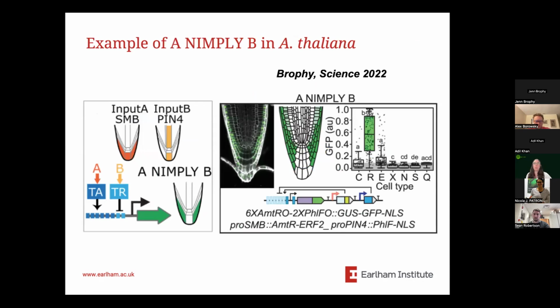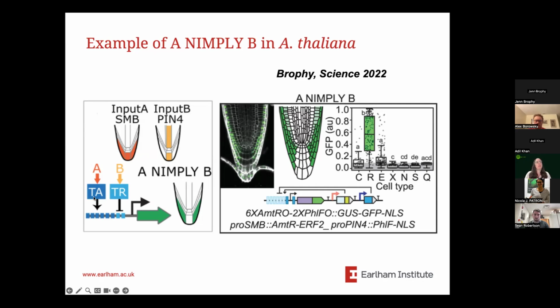Okay, and here is an example from Jennifer Brophy, and here you have a bit more complex system that is N implied B, and it's an example of how you implement it in Nicotiana benthamiana, for example, having as input signal some different promoters that are expressed only in some specific tissues. So here is an example with SMB, pin4 and pin4 as the two inputs. You can see here, in a very rough explanation, where they are expressed in which tissues.